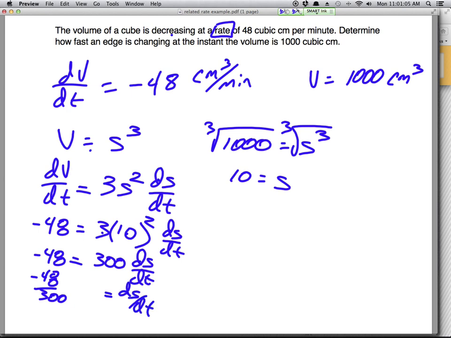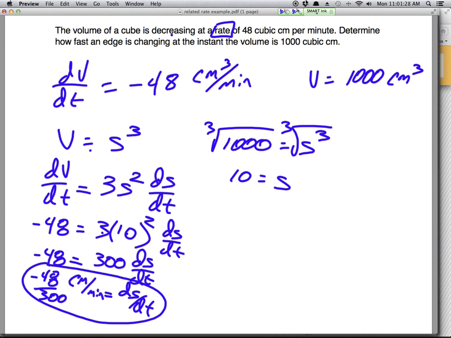Now we need to talk about the units. ds is a side. What's my unit of a side? Distance. It would be a distance, so what's my distance in this problem? Centimeters. And then what's always on the bottom? My time, and what's my time in this case? Minutes.